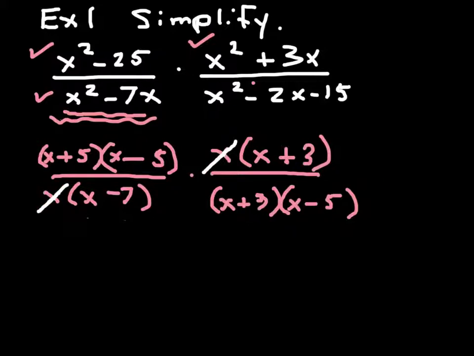Notice here I can cancel out an x and an x. All right, now is there anything else common? Notice that I've got a couple of x minus 5, and this is a couple. The only way I can cancel out a couple is if it's the whole couple. In other words, I cannot just cancel out an x here and an x here, because those x's are part of a couple. But what I can do is cancel out the whole couple, because they're the same, x minus 5 and x minus 5.